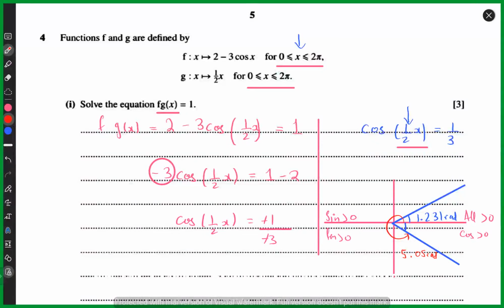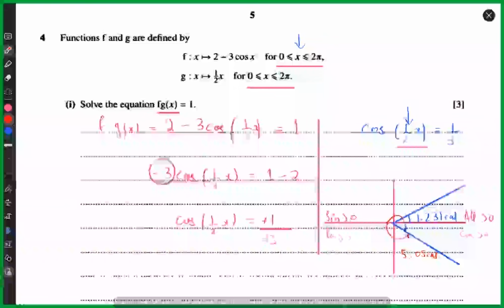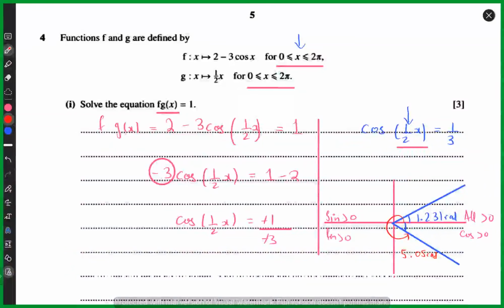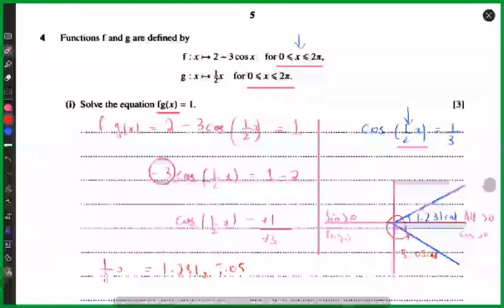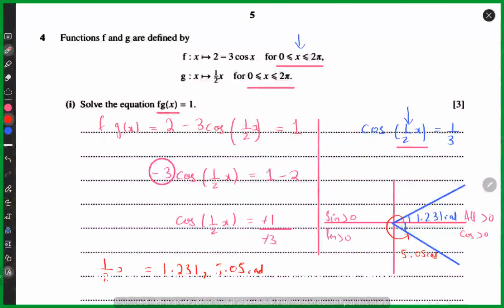Yes, okay. This is what I got. Now these are the two values for 1 by 2x. So this is telling me that 1 by 2x is basically equal to 1.231, and it is equal to 5.05 radians. The question was to solve the equation, and this is the final equation.